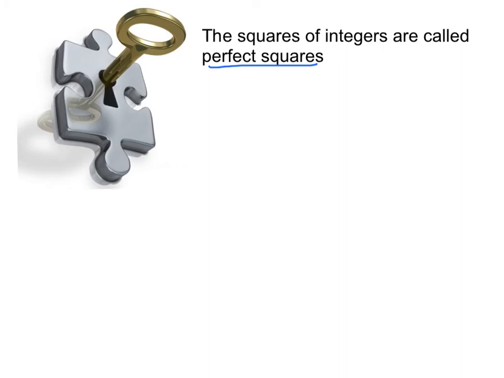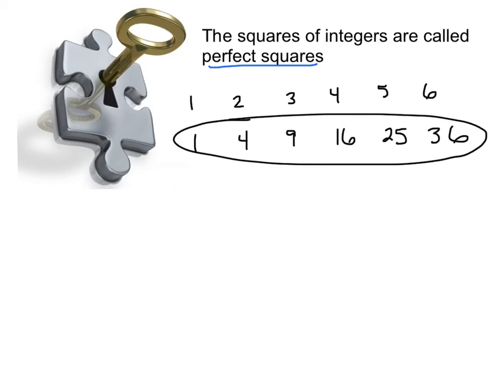Your next key concept is to know that the squares of integers are called perfect squares. So if I wrote down some consecutive integers and I squared them, 1, 4, 9, 16, 25, 36, and you see the pattern. These are called consecutive perfect squares. So these are all perfect squares. For example, 10 times 10 is 100, so 100 is a perfect square. So we can estimate things by using these perfect squares.